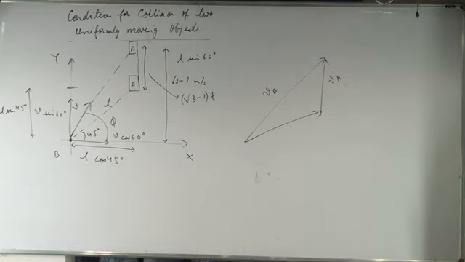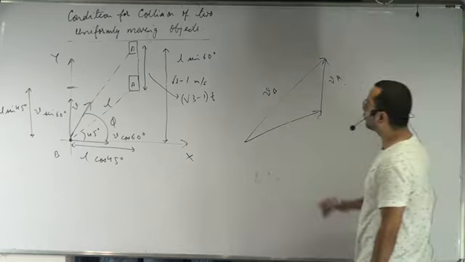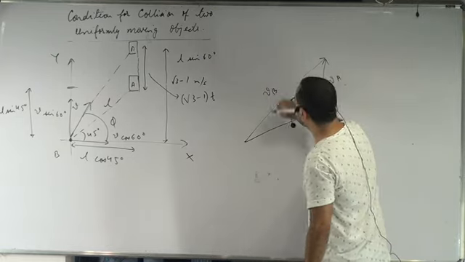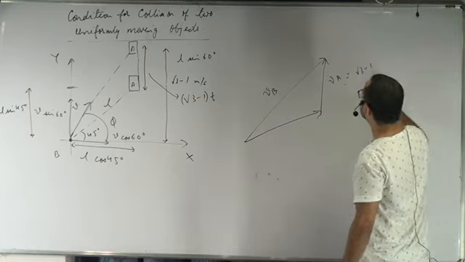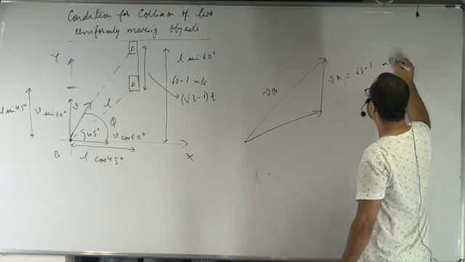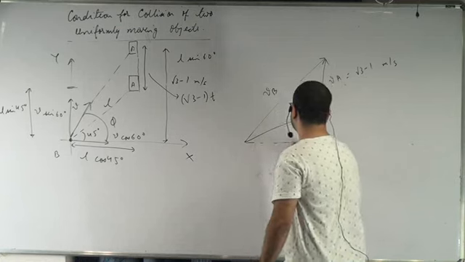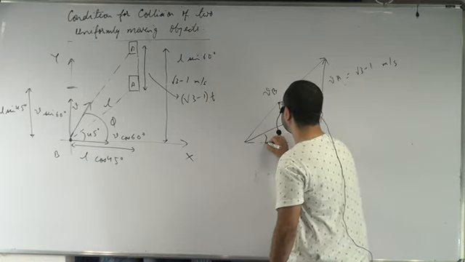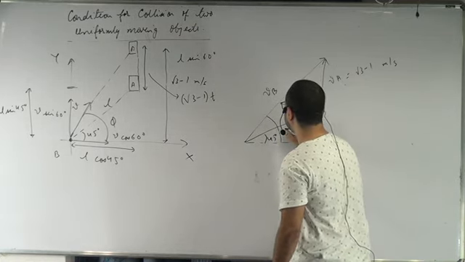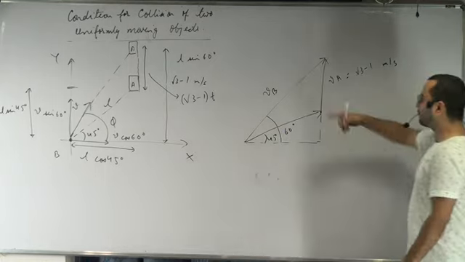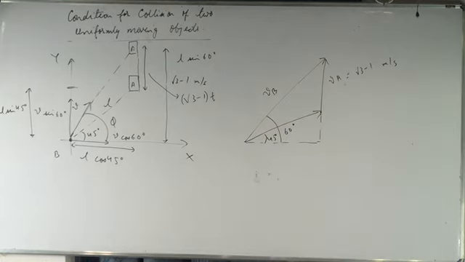That's it. Okay. Ab yahan se kya pata hai mere ko? Mere ko ye VB nahi pata hai. Mere ko ye VA pata hai. This is root 3 minus 1 meter per second. I know this length. I don't know this length. But I know a lot of angles. This angle is 45 degree and this angle is 60 degree. Can we use a little bit of trigonometry and solve this?